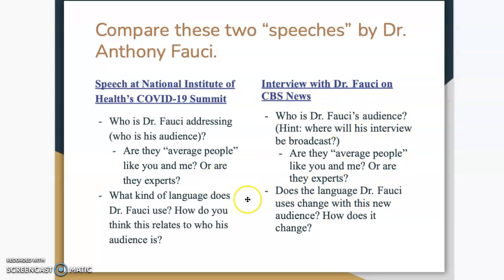And then we've got this interview with him on CBS News, where it's average people like you and me watching this video or this speech. And so the language he uses changes, and he stops using so many big words and all this medical jargon so that the average person can understand him. And he definitely starts appealing more to emotions than he does in the speech at the National Institute of Health Summit. So that's a really good example of what I'm talking about with audience there.